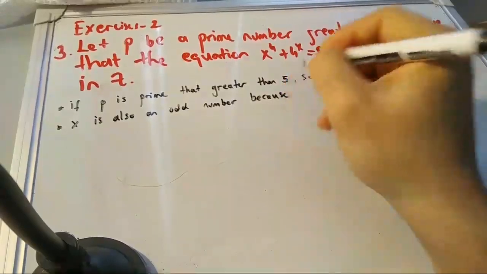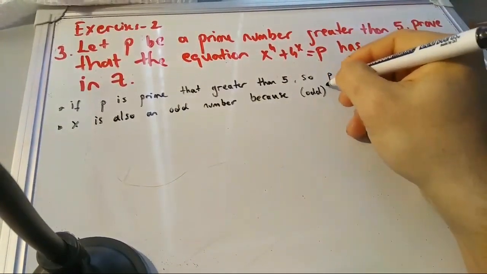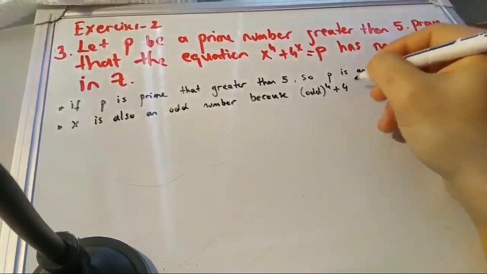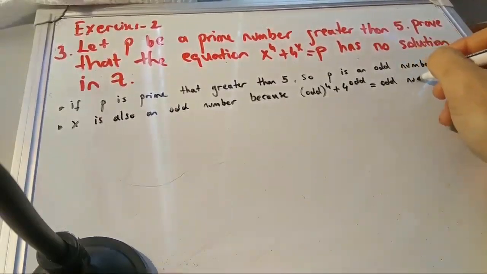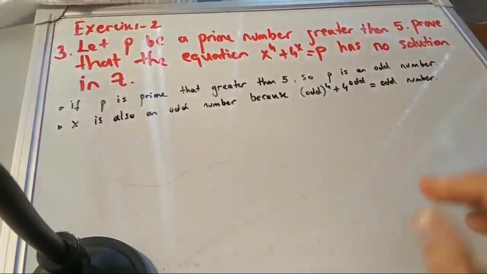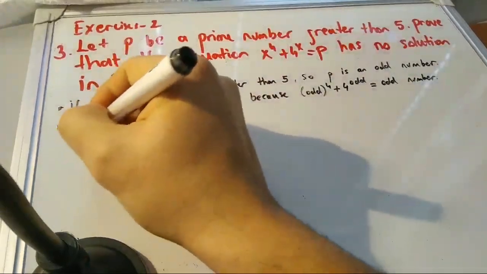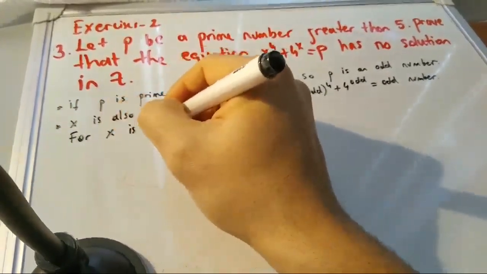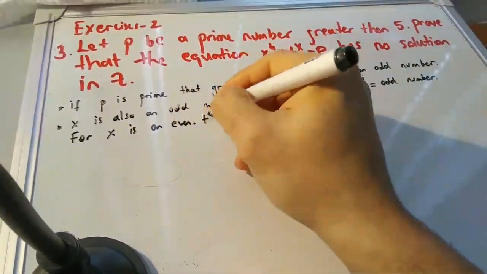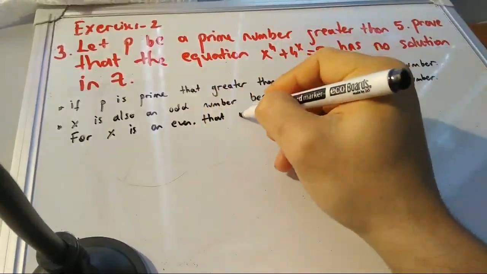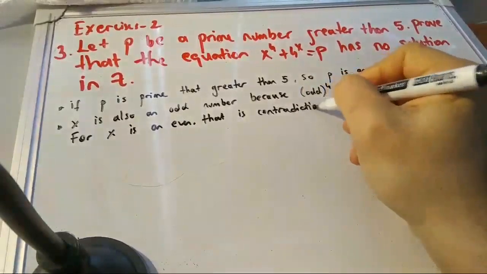Because I want to show you with details, odd to the power of 4 plus 4 to the power of odd number will give us odd number. Great. So for X is an even, that's a contradiction.